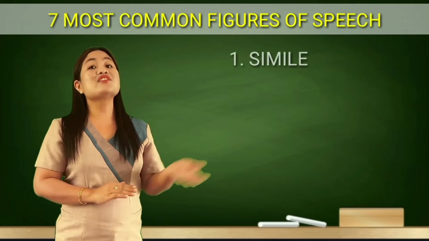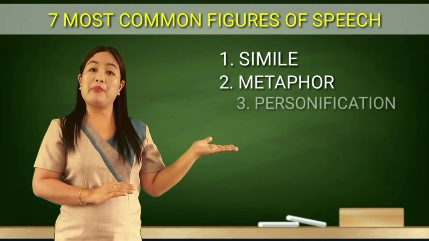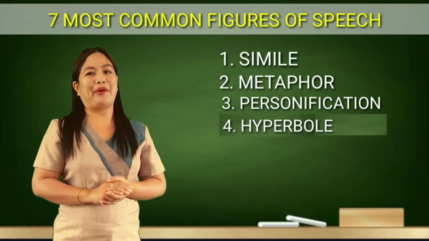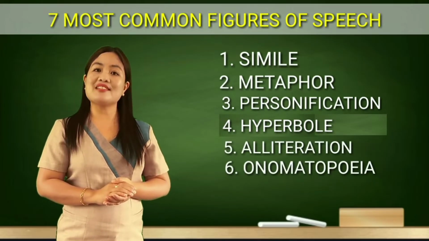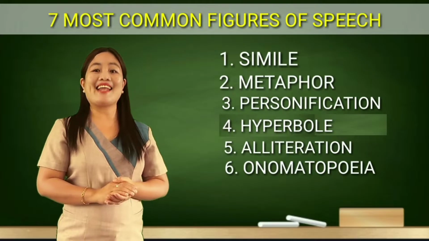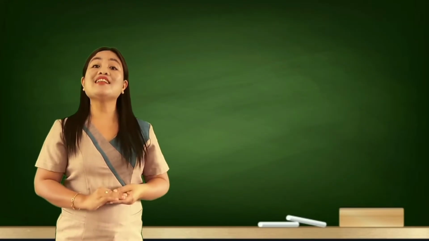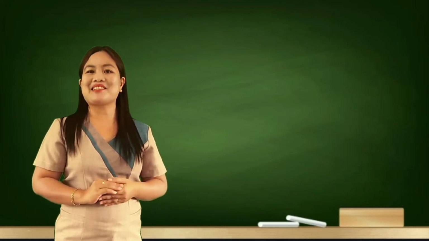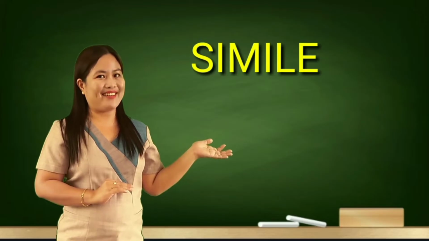Number 1, simile. Number 2, metaphor. Number 3, personification. Number 4, hyperbole. Number 5, alliteration. Number 6, onomatopoeia. And last but not the least, oxymoron. We shall discuss other forms of figure of speech in our next video. This time, let's get started with the most common one.